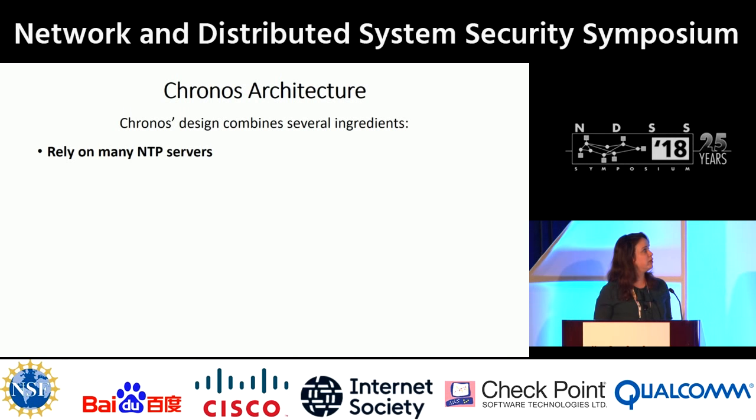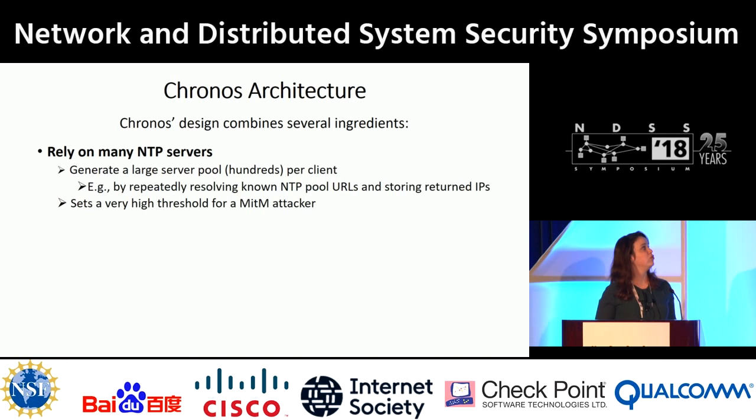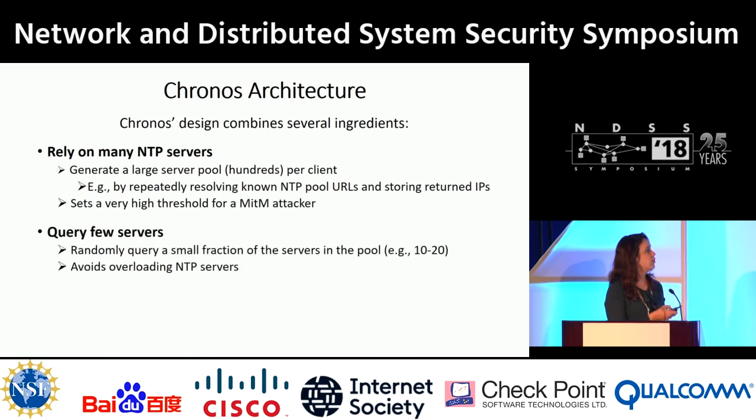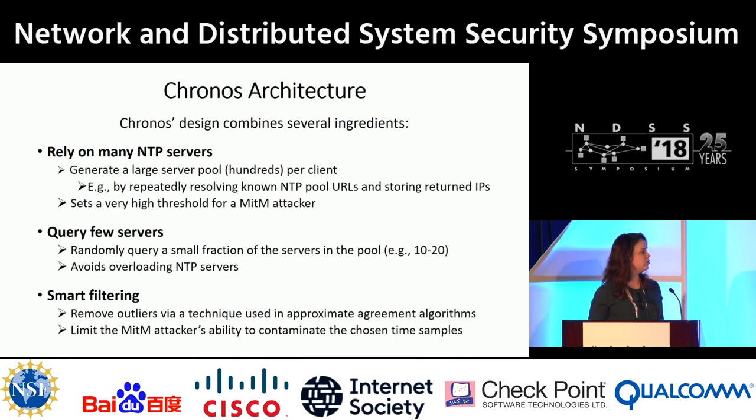So how is Chronos built? First, it relies on many NTP servers. In order to do so, we generate a large server pool, hundreds of NTP servers per client, in order to raise the threshold needed by the attacker. On the other hand, we query only a few servers that are randomly chosen in every update in order to avoid overloading NTP servers. And finally, we use smart filtering in order to remove outliers and make it hard for the man-in-the-middle to contaminate the chosen time samples.